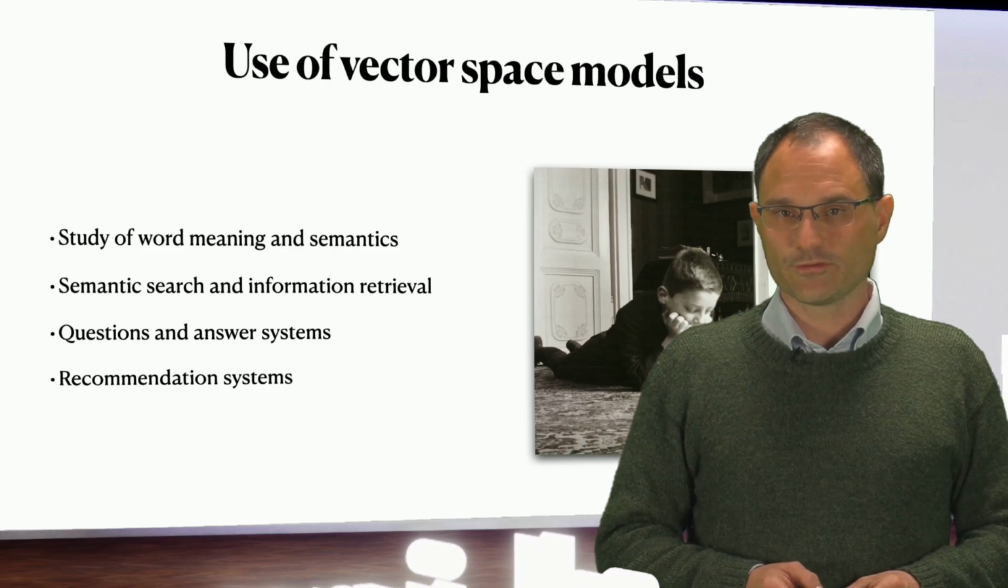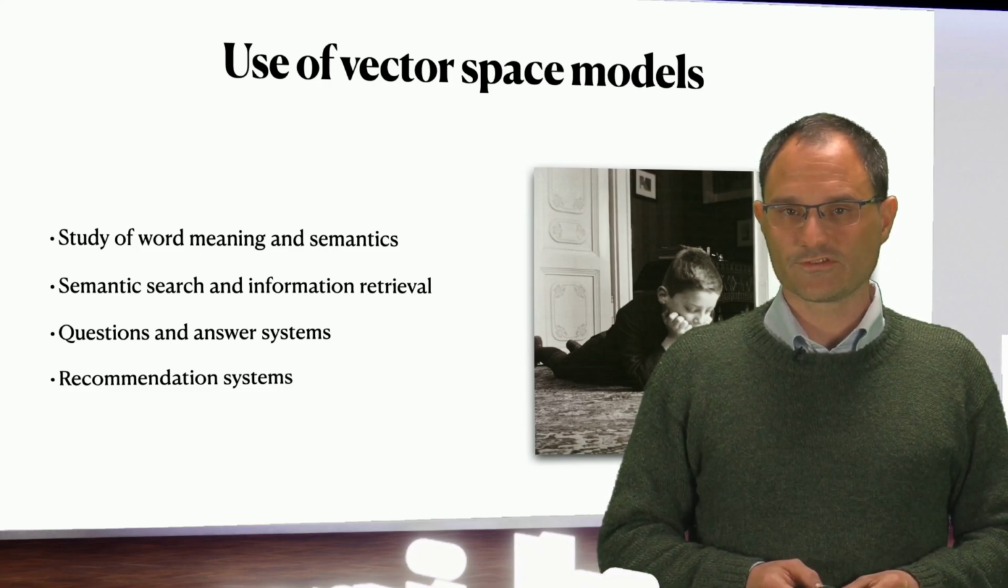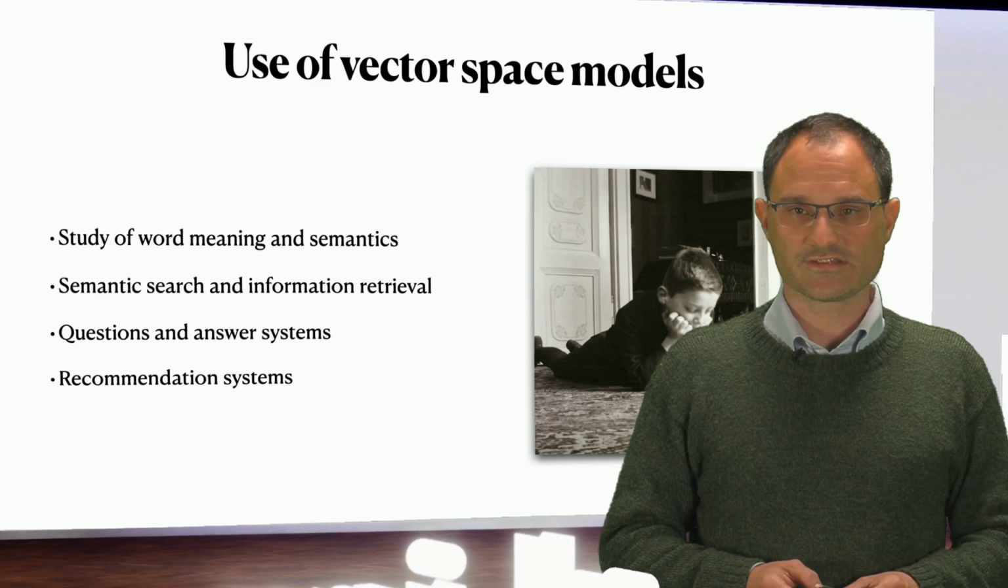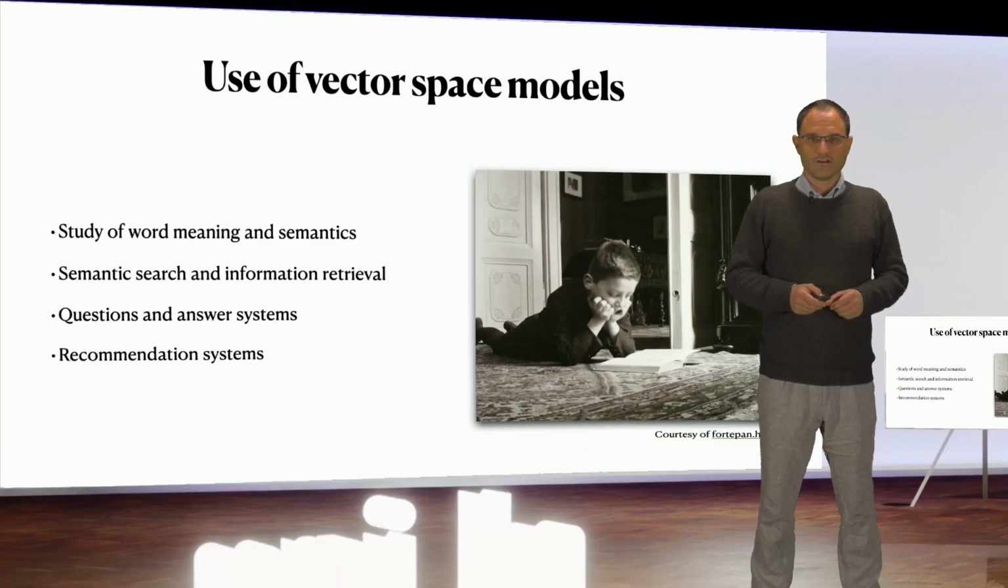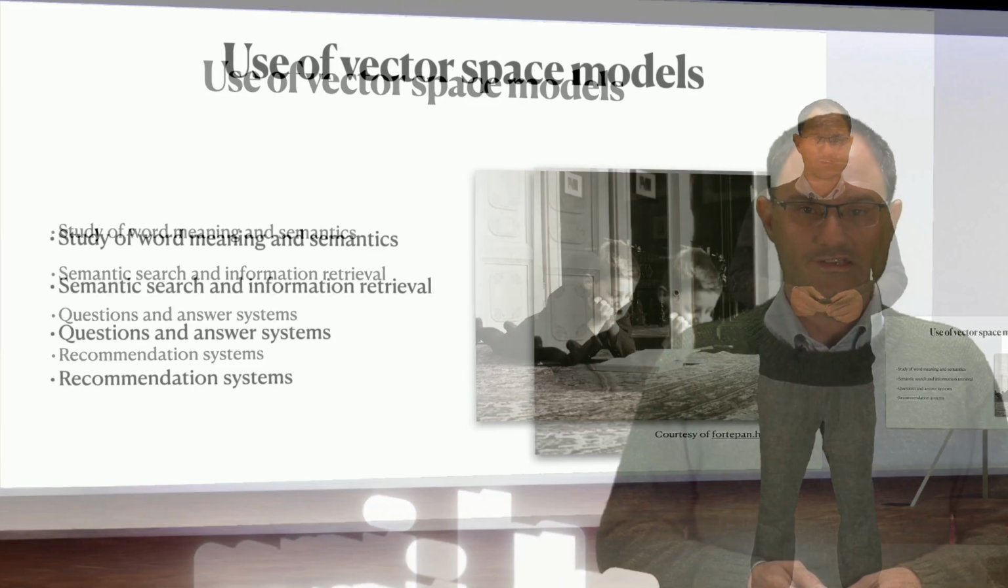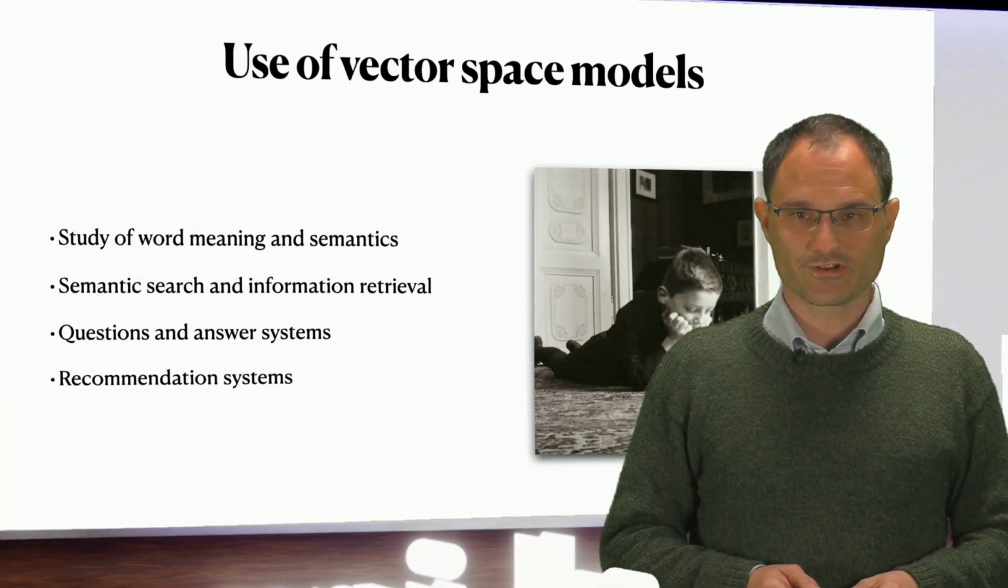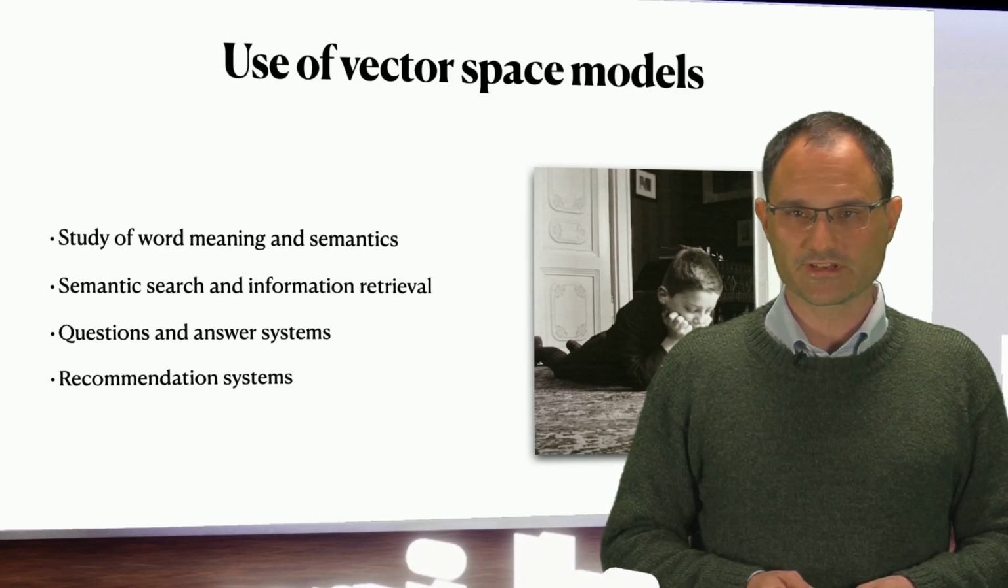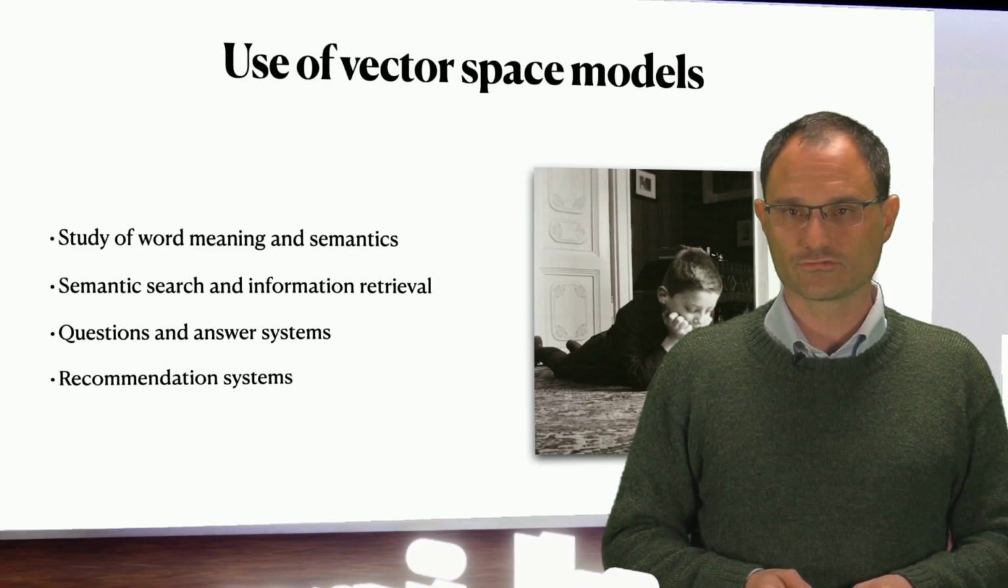We have already talked about one use case. This is the study of word meanings and generally semantics. With vector space models, you can analyze how the meaning of a given word was changing over centuries. You can gather insights into how a new meaning rose and the old meaning became obsolete. But there are other important use cases. Semantic search and information retrieval are other use cases. And I'm sure you have already experienced the need for a semantic search.